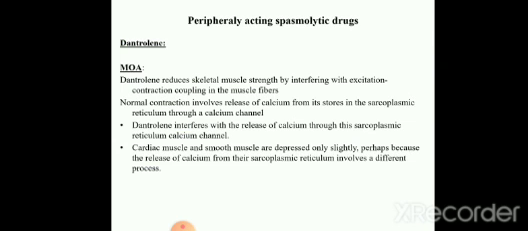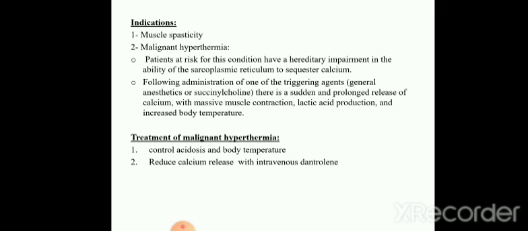And one more group is the peripherally acting spasmolytic drugs. These drugs act on the muscle itself, not at the neuromuscular junction or in the brain or spinal cord. They act directly on the muscle fiber itself, and reduce the calcium release from the sarcoplasmic reticulum, thereby causing skeletal muscle relaxation. These drugs can be used to reduce muscle spasm, and in one more condition, malignant hyperthermia, these drugs are used.